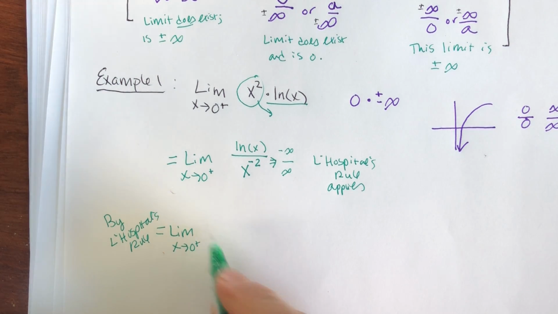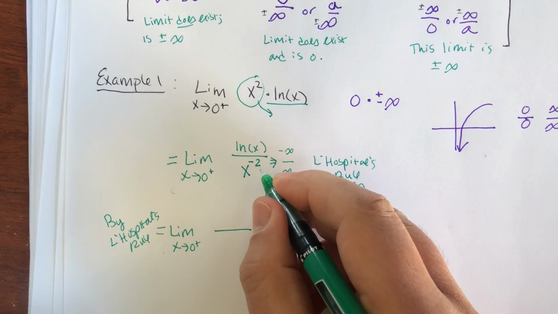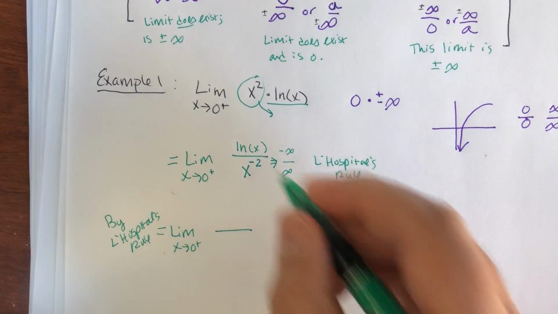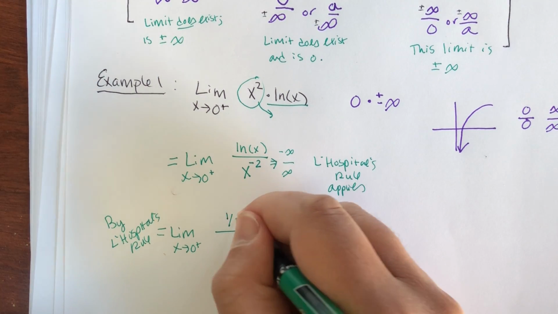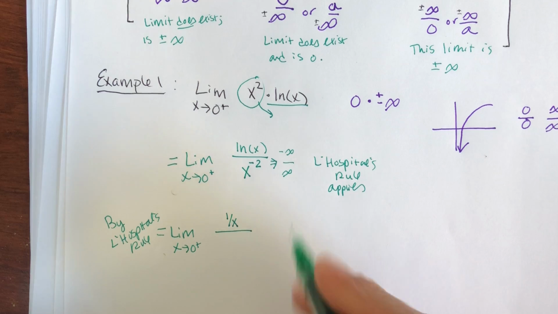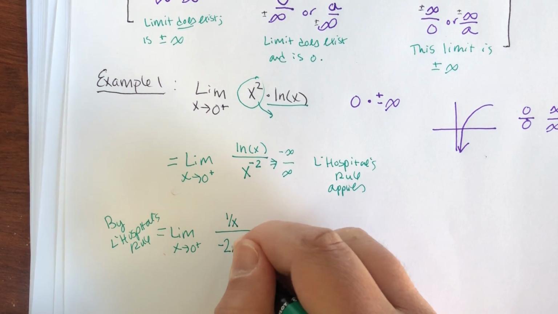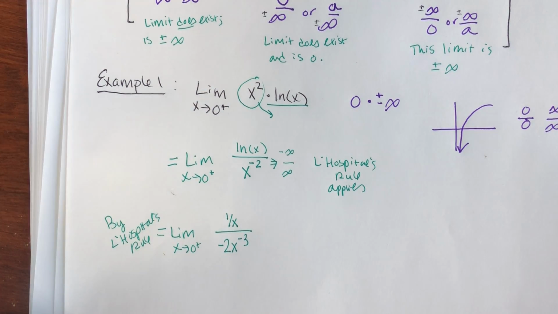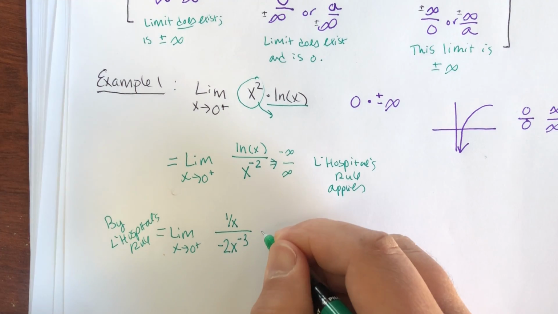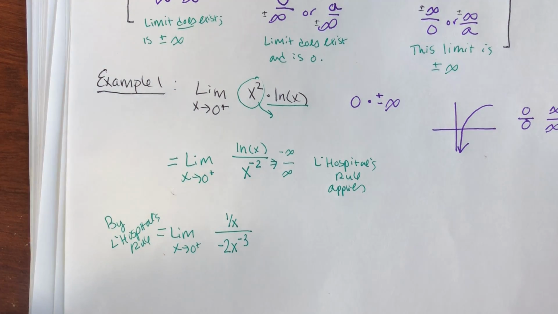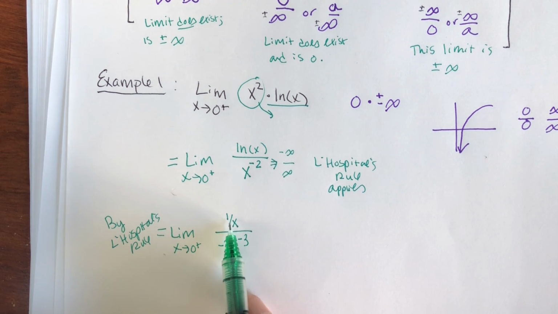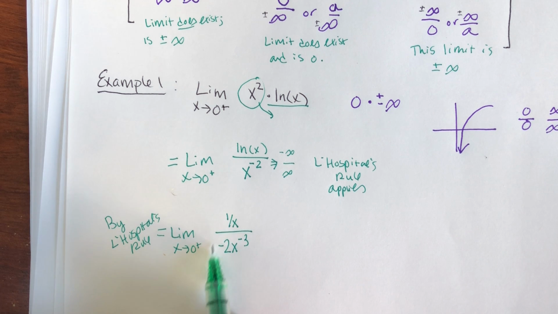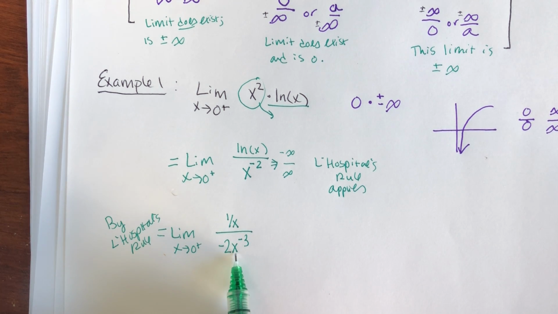Of the derivative of the top over the derivative of the bottom. All right, the derivative of ln of x is 1 over x, and the derivative of x to the negative 2 would be negative 2x to the negative 3. Okay, so this is equal to, well, what is this limit going to be? If we just try to plug in 0 here, we're going to end up with 1 over 0, which is an infinite on top, and this limit would also be an infinite limit.